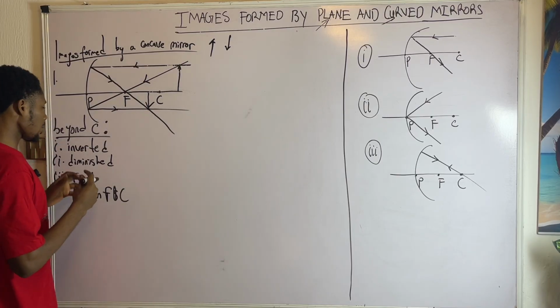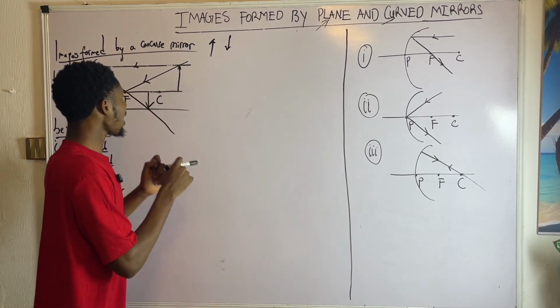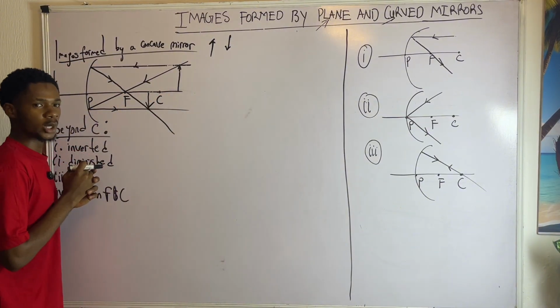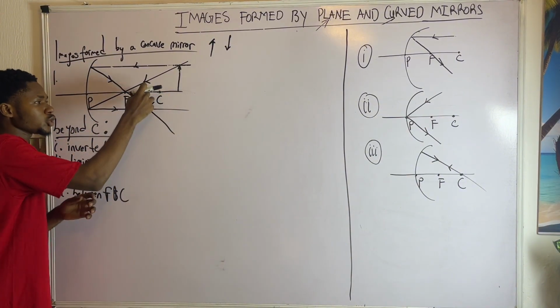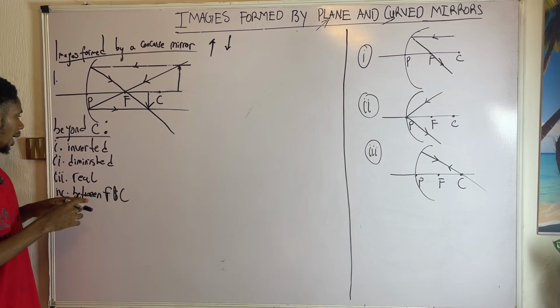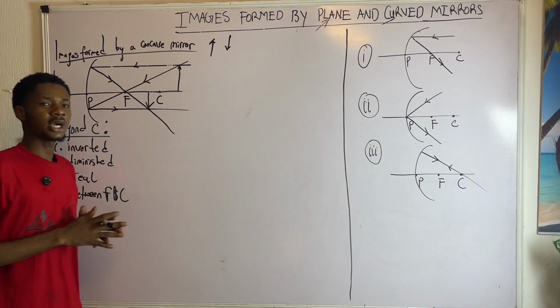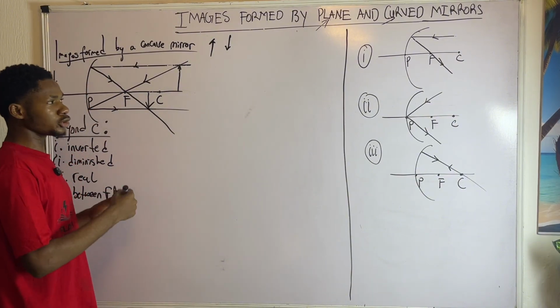Ladies and gentlemen, that is how we describe or identify the image that is being formed whenever an object is placed beyond C. It is formed between F and C. It is inverted. It is diminished. And it is real. Those are the 4 basic properties of the image that is being formed. So you see the Venn diagram, we're going to attempt another one.